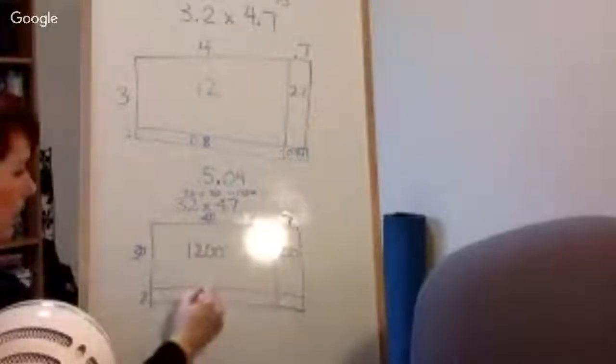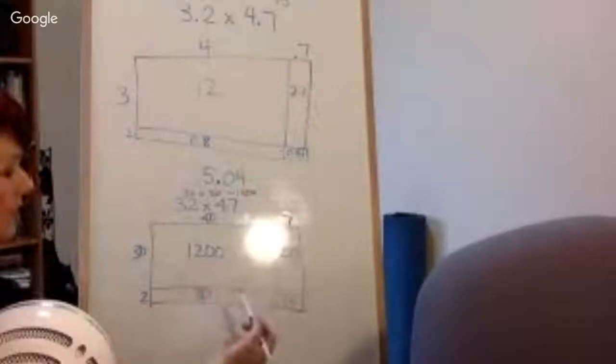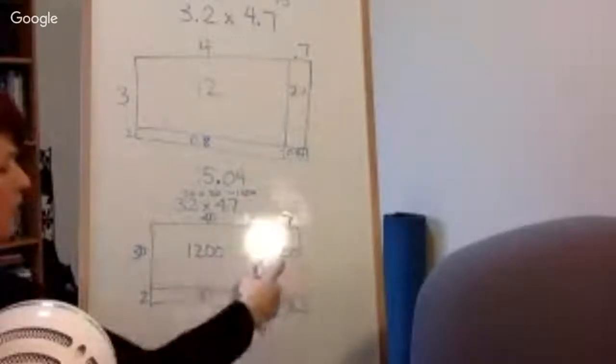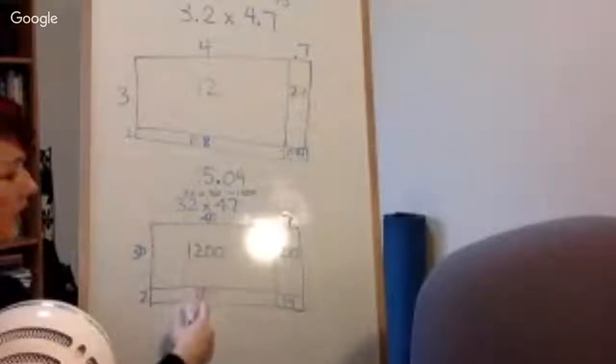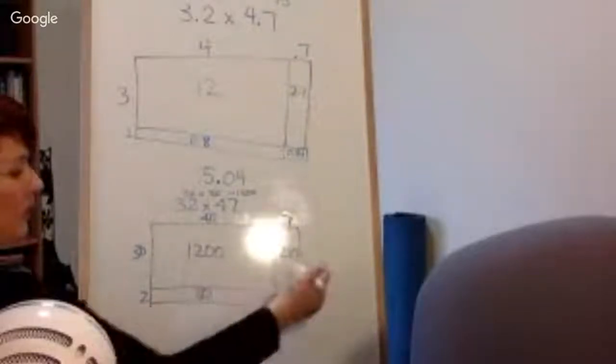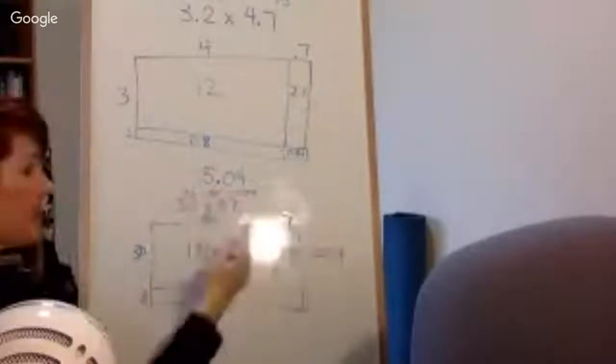So back to my model here. I'm just going to finish it up. I'm going to add all my pieces together. So I've got my 1,200 plus 210 makes 1,410, 1,490, 1,504. So as we can see, same digits.